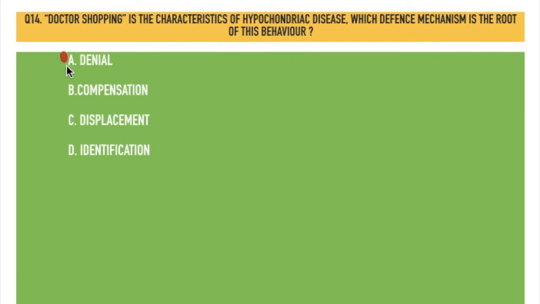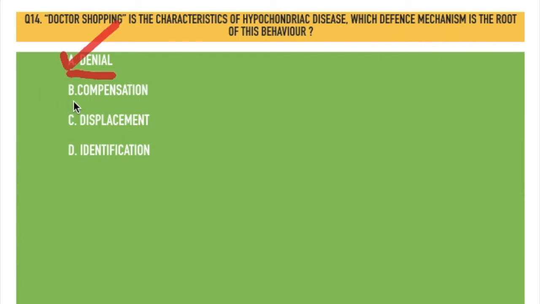The answer is option A, denial. That is, the person thinks that he is having a serious disease and is denying the existence. He is showing the defense mechanism of denial. That's why he is going doctor by doctor. So that is, denial is the answer.